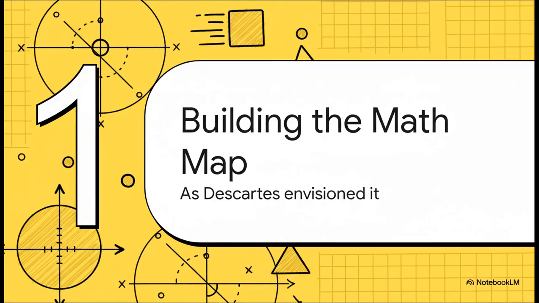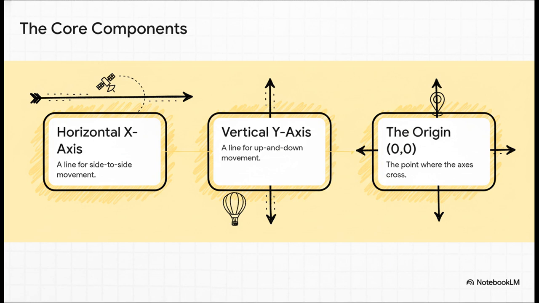That little insight gave birth to what is basically a mathematical map. So let's build it. Right now. We're going to do it piece by piece, just like Descartes imagined. And trust me, it's way simpler than you might think. All right, so every good map needs a starting point and some directions, right?